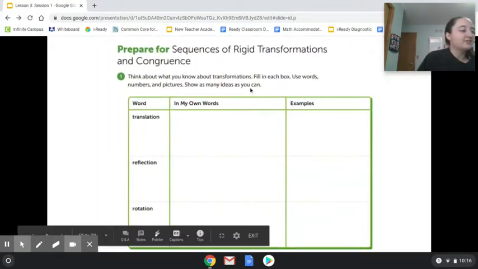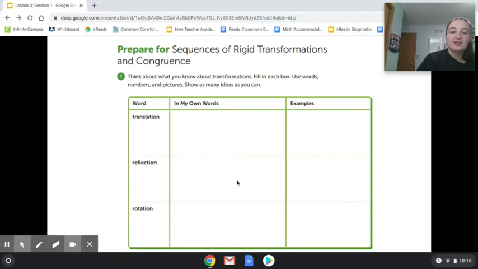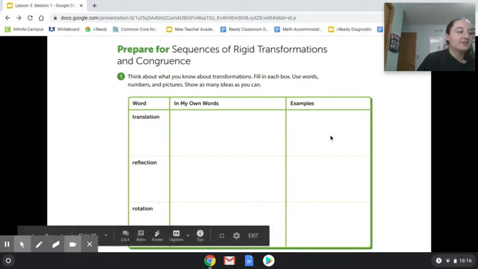This is what it looks like. So on page 47, you have translation, reflection, rotation we've talked about. So our 3 types of rigid transformations. You're going to say what they are in your own words and then have some examples here.